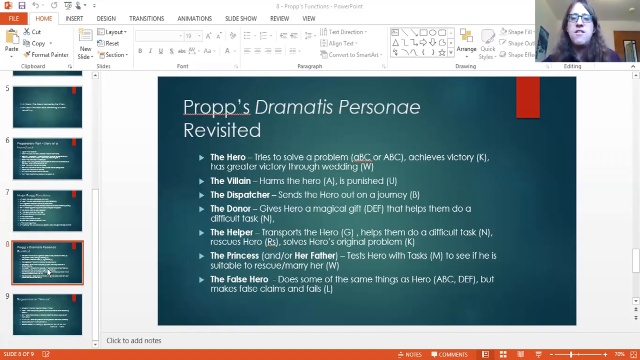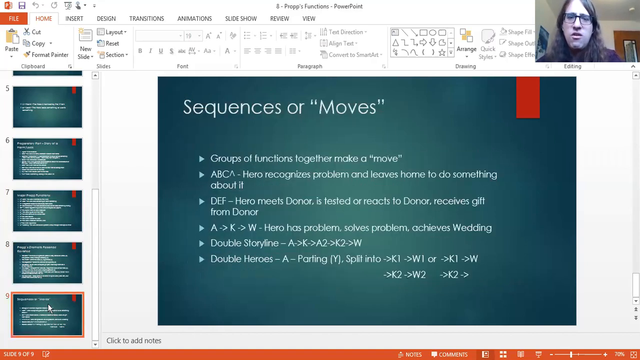There was one more thing I wanted to mention: Propp has this idea which he calls sequences or moves. When you put a group of functions together, it makes a move. The most common move is from A to K, and to W. The hero has a problem, they solve their original problem, and then achieve the greater victory, which is the wedding. That's the overall core spine of the story. But there are other moves within the story as well. ABC would be the hero recognizing there's a problem and leaving home to do something about it. DEF would be the donor sequence, the donor move.